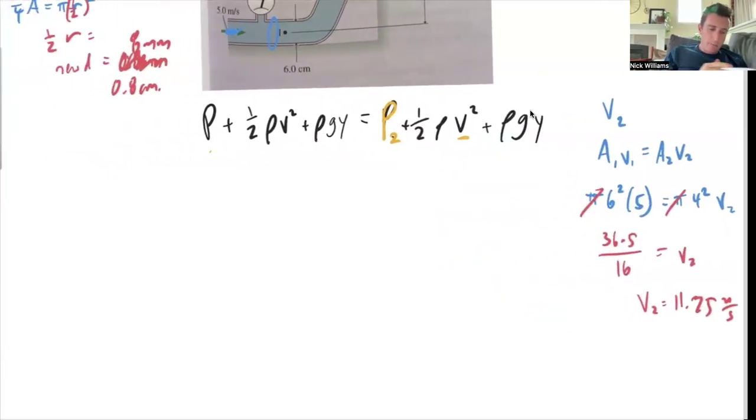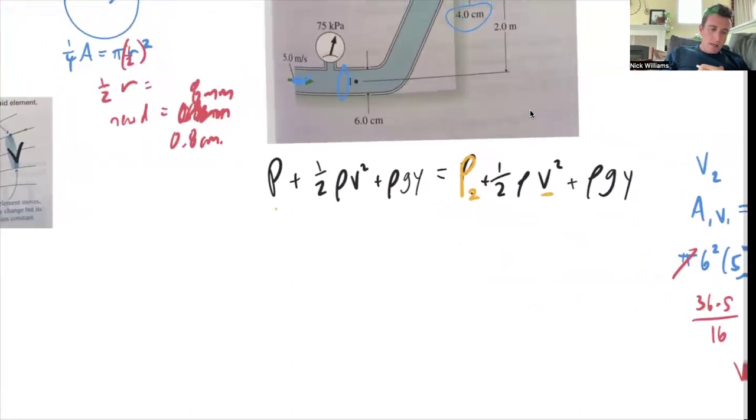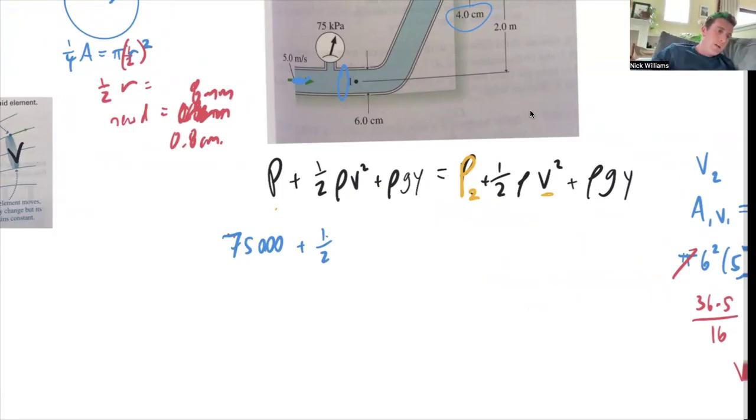Now, I think I can plug everything else in. I have a pressure of 75 kilopascals. That's going to be, let's see, 75,000 pascals plus 1/2 its density of water. So my density, I'm always going to use 1,000.